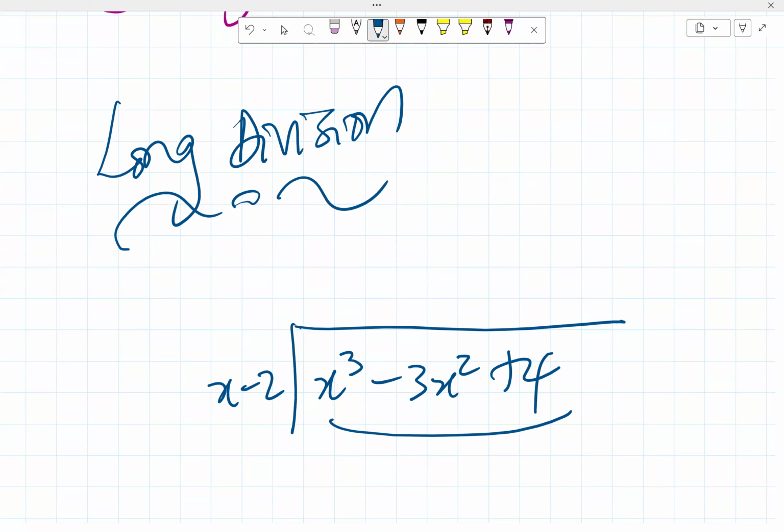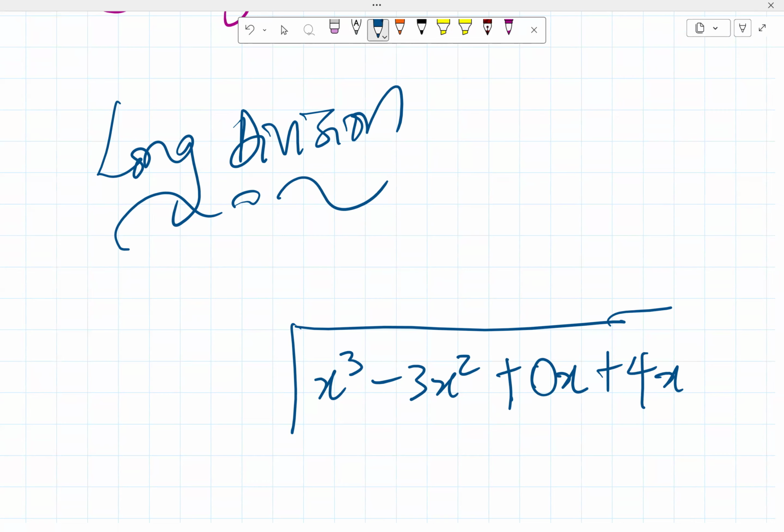But there's a problem here. Anytime you want to do either synthetic or long division, every term in x has to be there. Now we have power 3, power 2. There's no power 1, but we have power 0 because 4 is power 0. So any term that doesn't exist, you have to put it in by adding 0 times x raised to power 1, plus 4. Now x raised to power 0 is 1, so we can leave that out. And you have x minus 2 here. So this is how you set up long division. If you don't do that, you're going to have a bit of confusion in doing the division. So it's very important to pay attention to this.